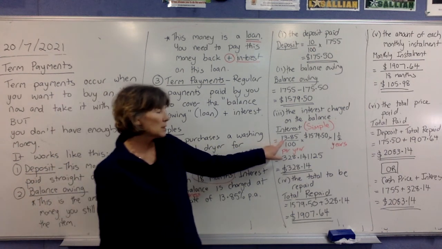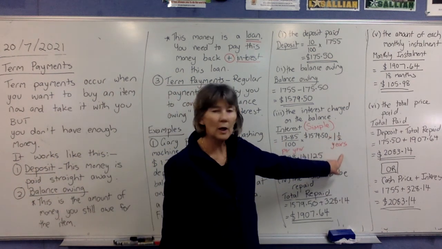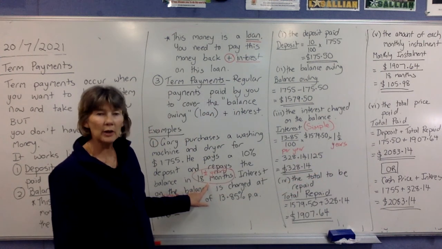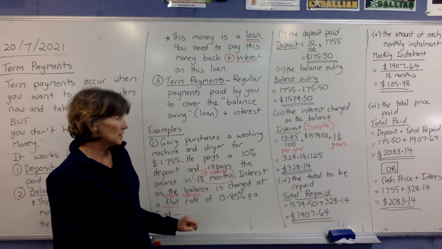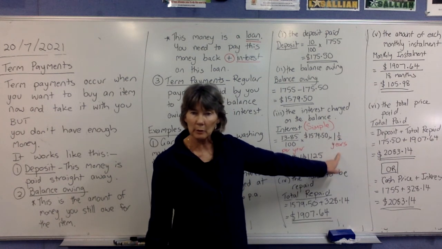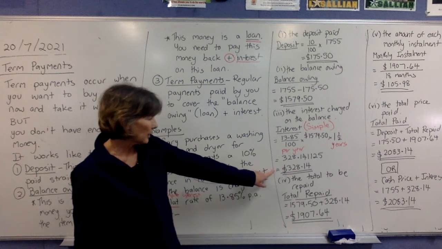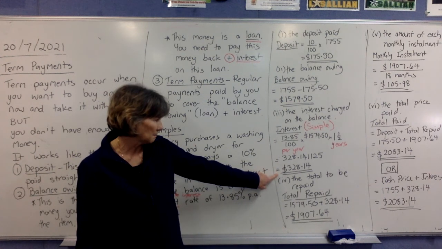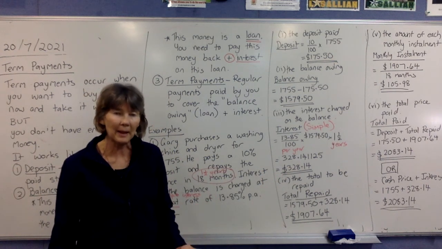But because this is a per year interest rate, the time period over which you're paying it back must be in years. That's why I've written over here above the 18 months that is actually 1.5 years. So if this is per year, this must be in years, and we're going to write 1.5 years there. When you calculate it all and round it off, it's $328.14.